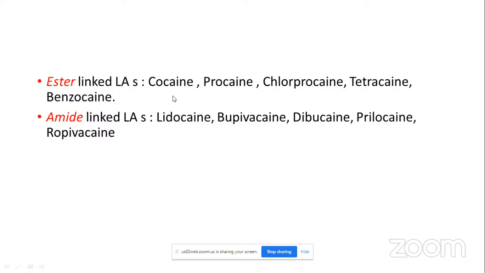Examples are cocaine, procaine, chloroprocaine, tetracaine, and benzocaine. Amide-linked local anesthetics, we identify in its name, two I's will be present. Examples are lidocaine, bupivacaine, dibucaine, prilocaine, and ropivacaine.